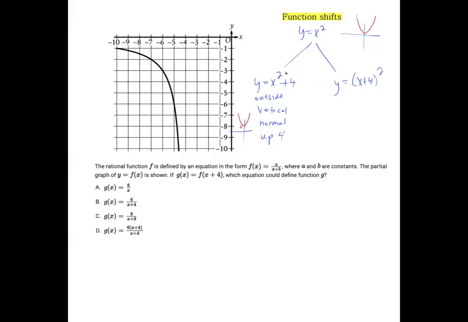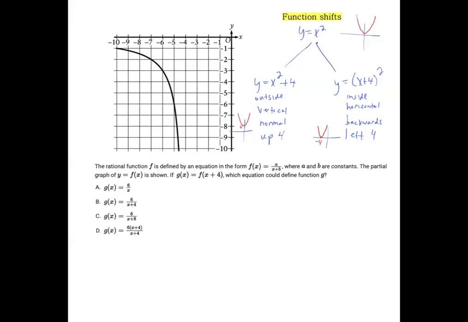If you add on the inside, that's a horizontal shift. And horizontal shifts are not normal, they're backwards. So normally, positives to the right, negatives to the left. Here, positive is to the left and negative is to the right. So this would be left 4. So our parabola, instead of going up 4 like it did before, now it would go left 4. And it would hit the x-axis at -4.